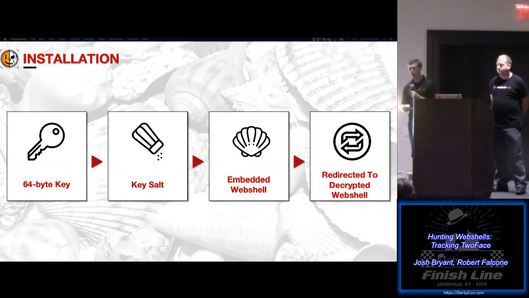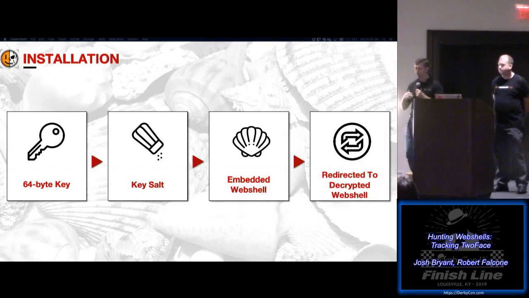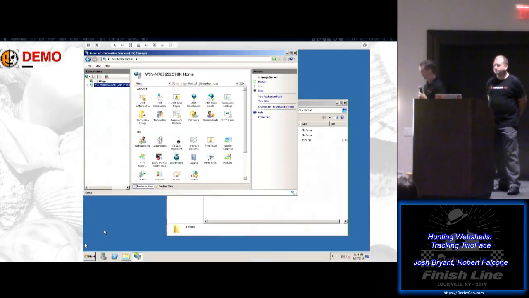There's kind of a complicated process, but I want to highlight this using a demo in a couple of seconds. This is what's going to happen at a very high level. The actor would have to provide a 64-byte key to the loader. Then the loader would use that key to decrypt the embedded web shell. Salt is applied as well, but the result of that is actually used to decrypt the embedded web shell, and then the browser is redirected to it. Okay, so it's a fairly complicated process, and I'll show you how it does it in this demo.